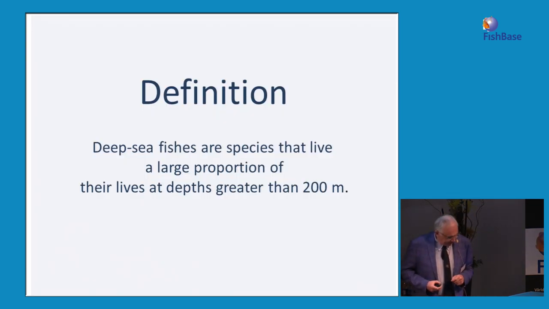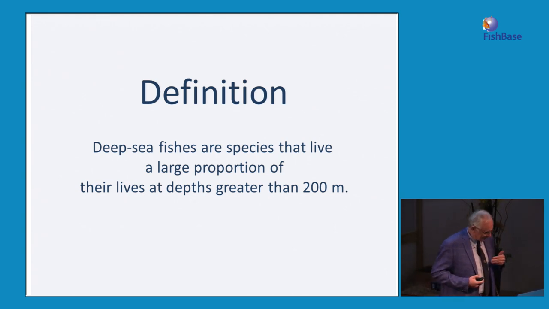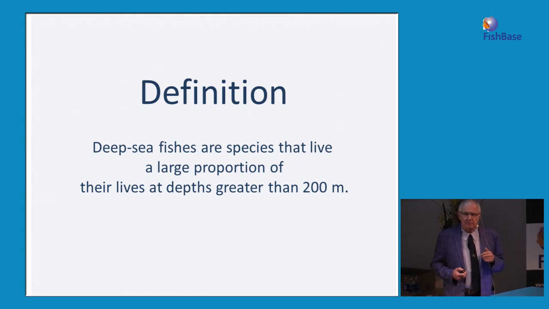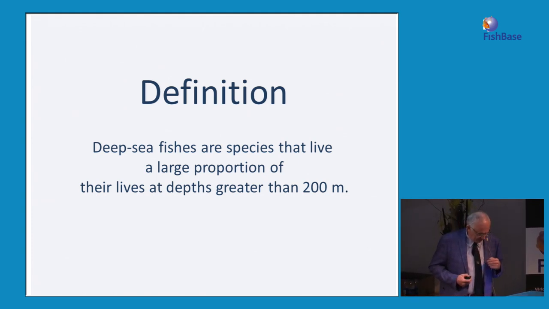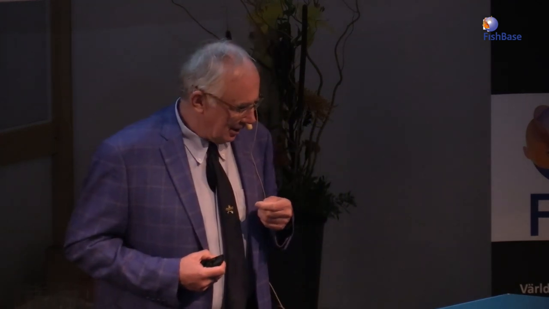What is a deep sea fish? When they were first discovered, there was some discussion as to what depth limit should one use. They thought maybe deeper than 1,000 meters, but eventually things have converged on the definition that it is any fish that lives most of its life deeper than 200 meters. This is now the official definition used by FAO.